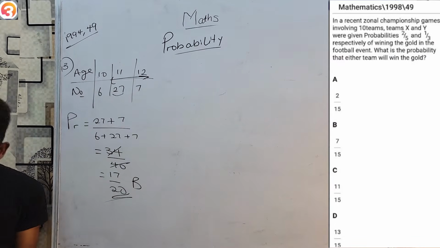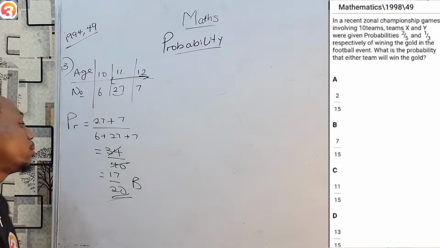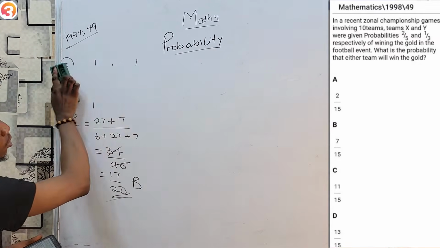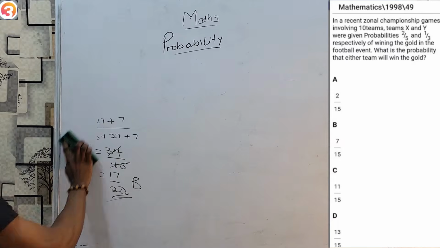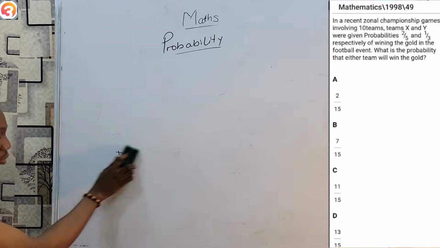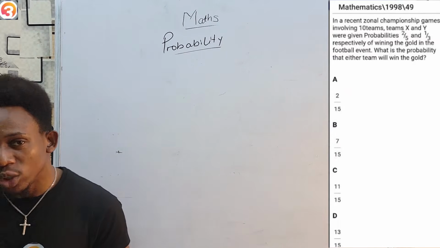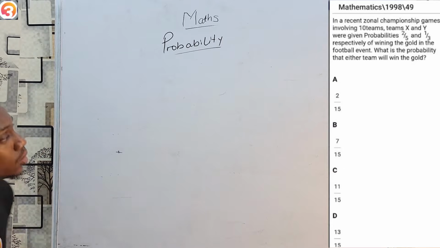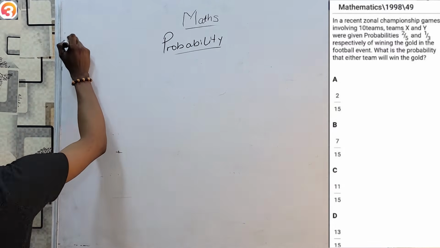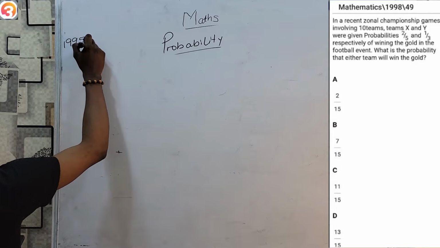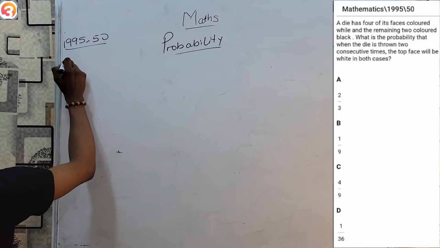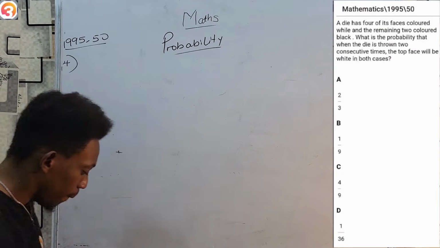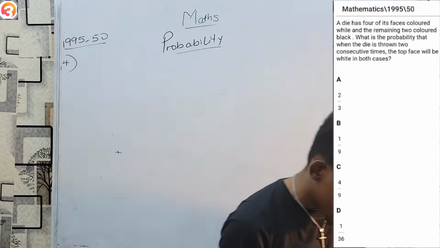So probability is one of the easiest topics. I know I said a lot about different topics, but some of them are truly that easy. It's simply the number of required outcomes over number of possible outcomes. Let's check out another one, this time from 1995, question 50. Okay, I think yes, this is our fourth question.